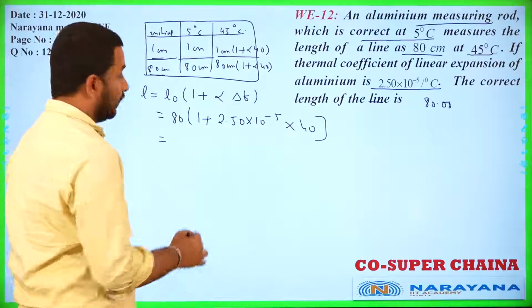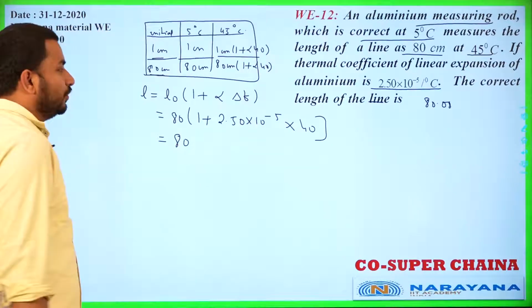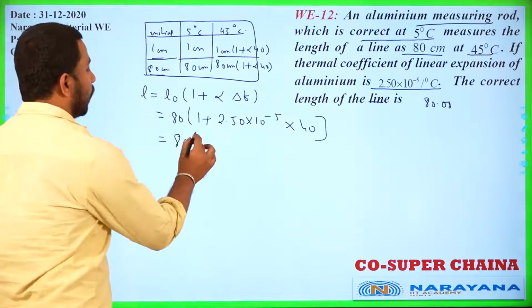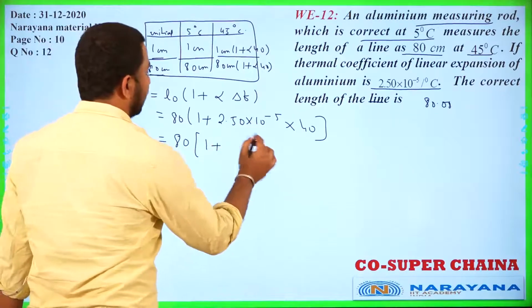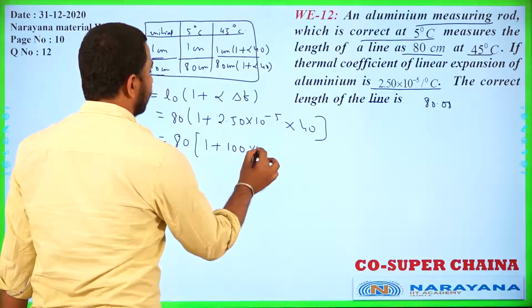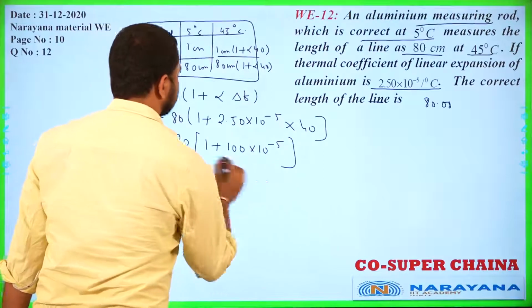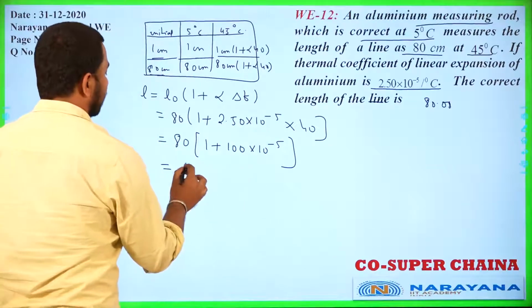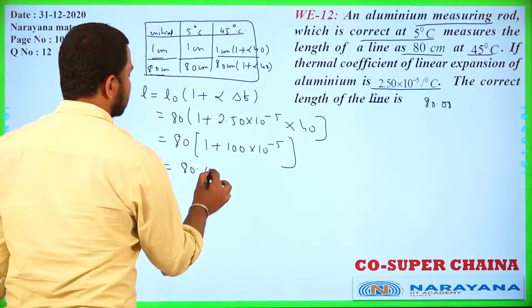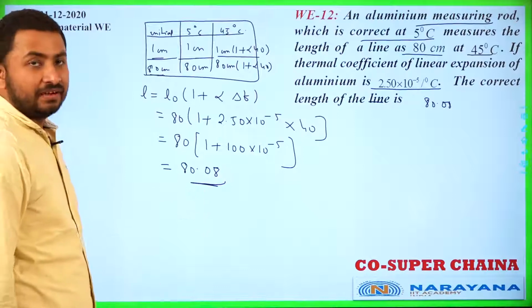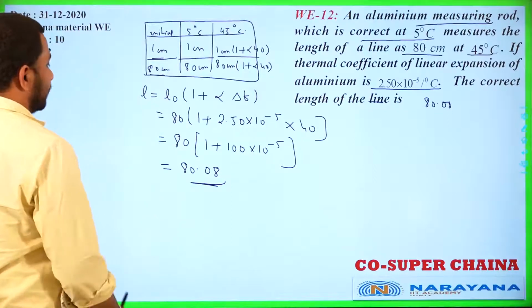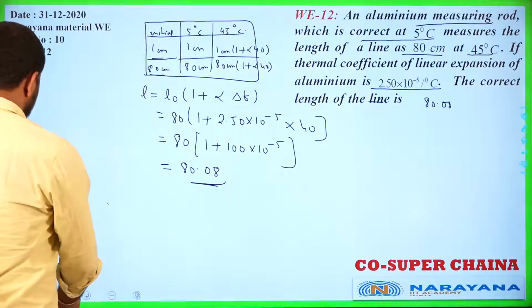Substitute the values here: 1 plus 2.4 into 10 to the power minus 5 times 40, which comes to 100 into 10 to the power minus 5. Simplify it and you will get the value 80.08, and that will be the correct length of this line. So this will be the answer to this question. Let's move to the next question.